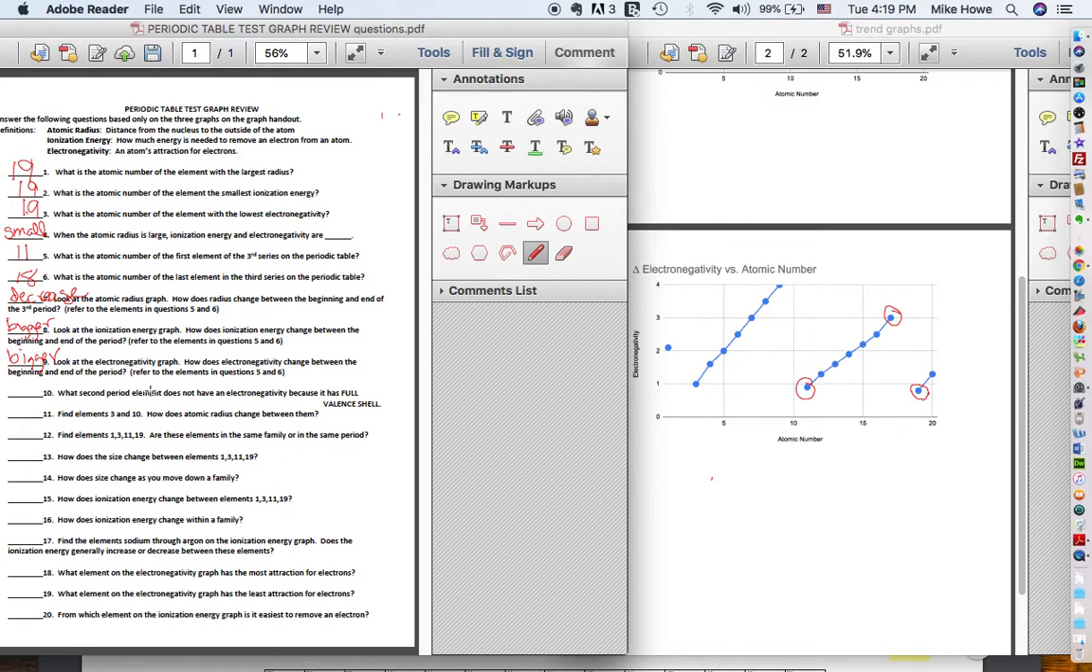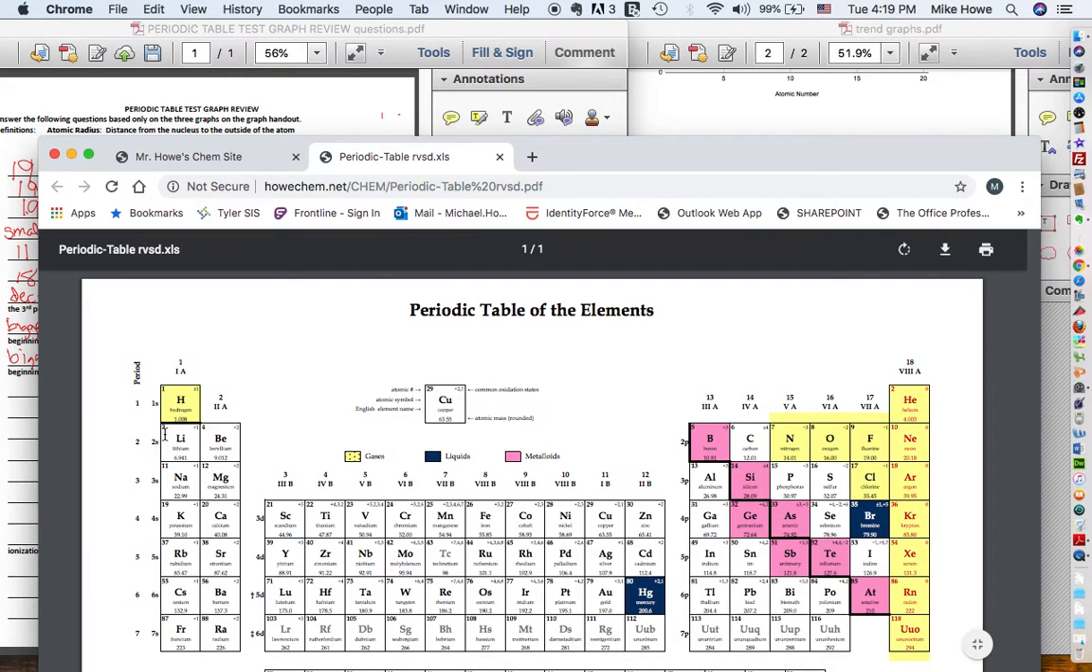Now in the second period, there's an element that doesn't have an electronegativity because it's a full valence shell. So let's take a look at the second period. That's this one. So we're looking at elements 3, 4, 5, 6, 7, 8, 9, and 10. So the question is, which one of those doesn't have an electronegativity because it's got a full outer shell? So let me take this opportunity to remind you that this family has 1 valence electron. This one, 2. This family, 3. This family, 4. This family, 5. This family, 6. Then 7. Then 8 valence electrons.